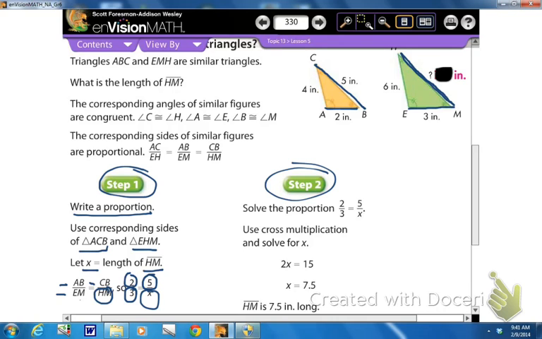So you can cross multiply. 2x equals 3 times 5, which is 15. Divide by 2 to cancel that out and get x by itself. 15 divided by 2 is 7.5. So this line segment is going to be 7.5 inches in length.